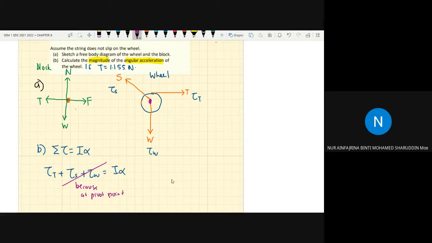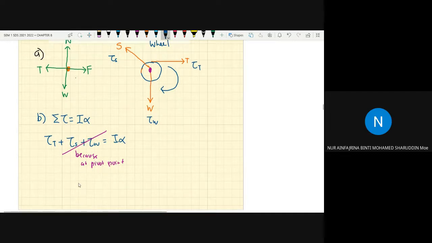Okay, now let's look for the direction of the tension. Tension is to the right, right? Your object has its pivot point in the middle. So if you pull like this, it will rotate like this. So clockwise or anti-clockwise? Clockwise. When it is clockwise, it is negative. So negative torque of tension equals I alpha.